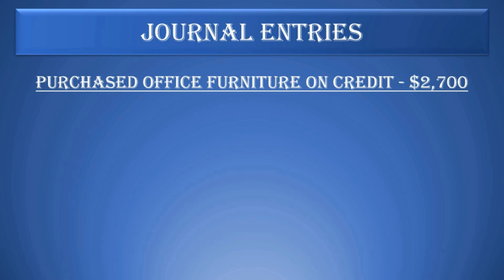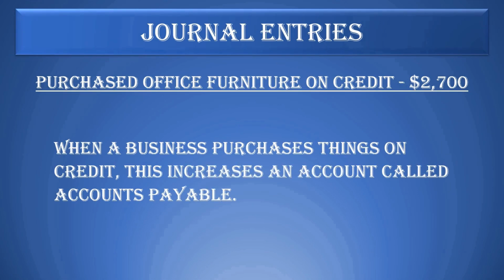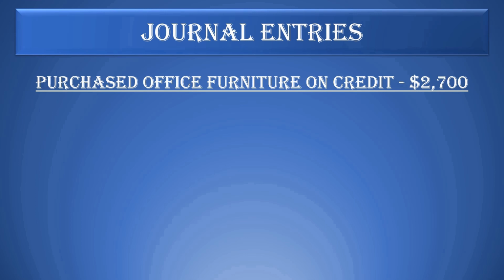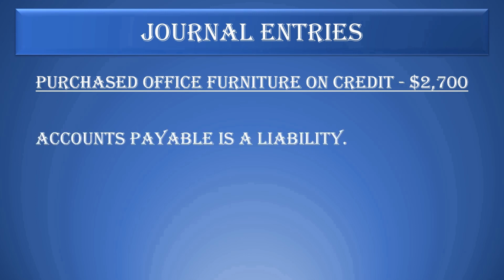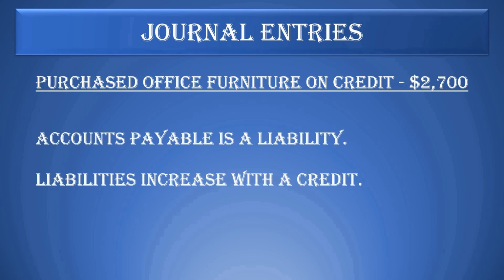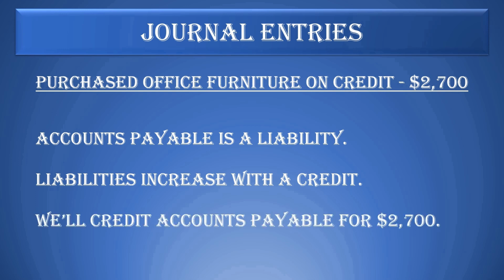This furniture was purchased on credit with terms of 30 days. When a business purchases things on credit with terms to repay at a later time, this increases an account called accounts payable. Accounts payable is a liability, and liabilities increase with a credit. So we'll credit accounts payable for $2,700.